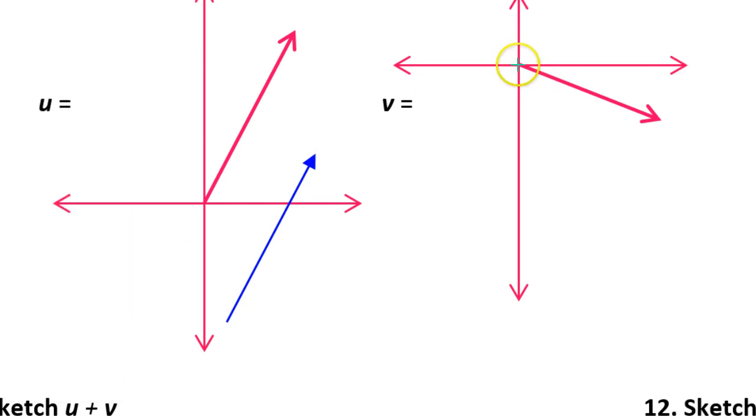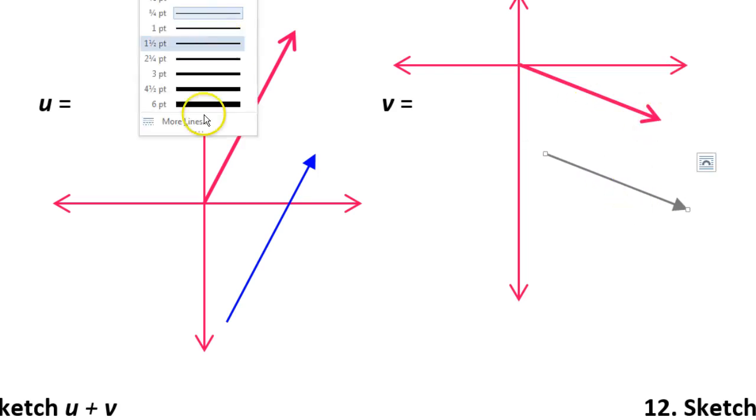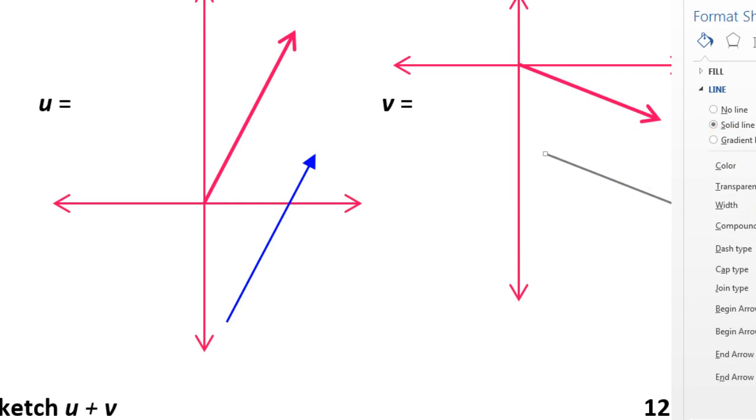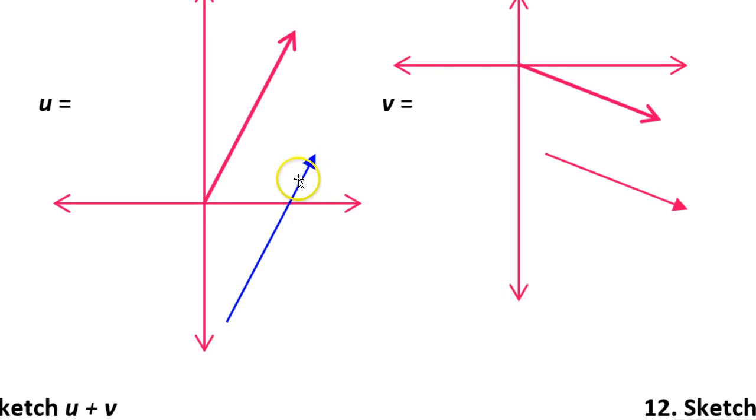All right, again, I'm going to use my draw arrow tool, and I'm going to draw a vector right over the top of vector v. So here is a copy of vector v. I think I will change the color, and I'll go ahead and let this one be pink or red. So here's a vector u and vector v.